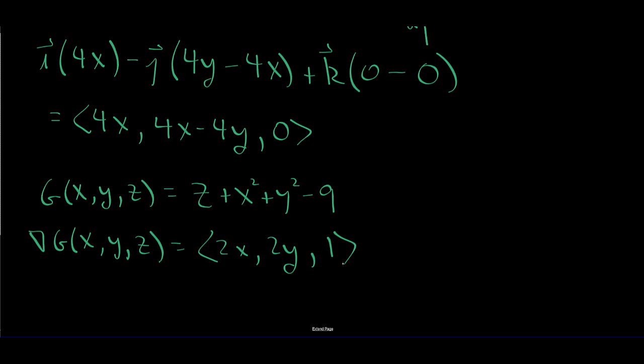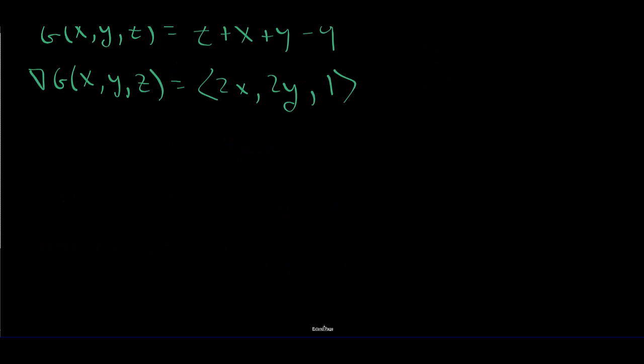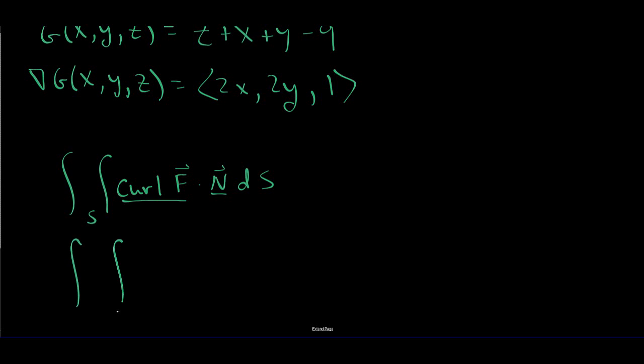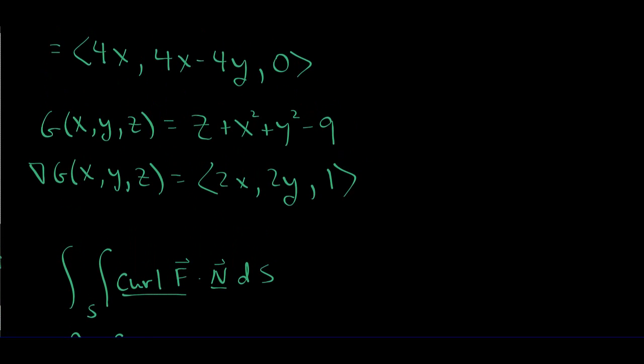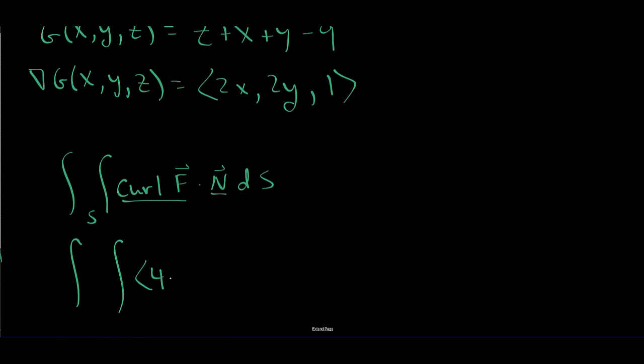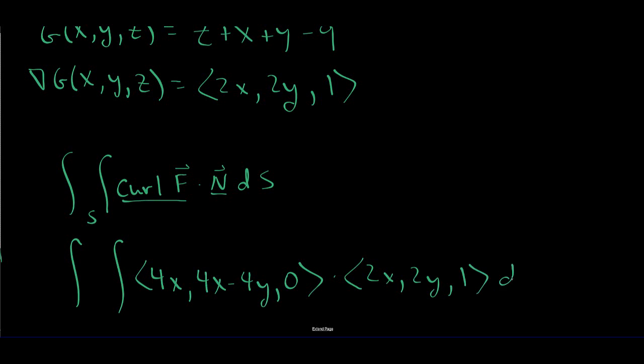And now we're ready to plug into Stokes' theorem, because remember, in Stokes we have the curl of F dot n dS, and we've got the component parts. The two things we needed were the curl and the normal. So now we're ready to set this up. The curl was 4x, 4x minus 4y, and we're dotting that with 2x, 2y, and 1. And then we have dA over here.